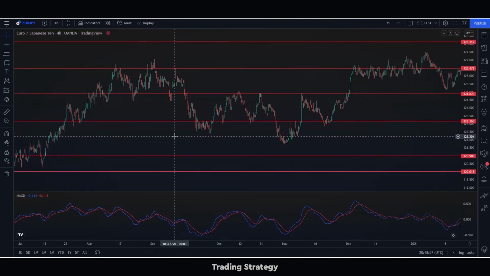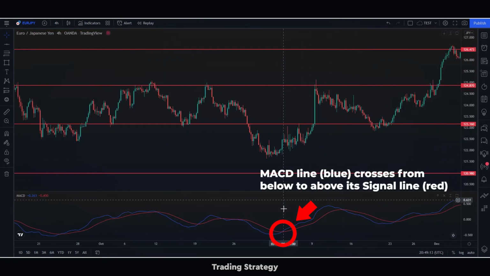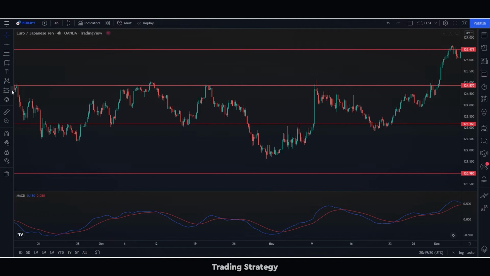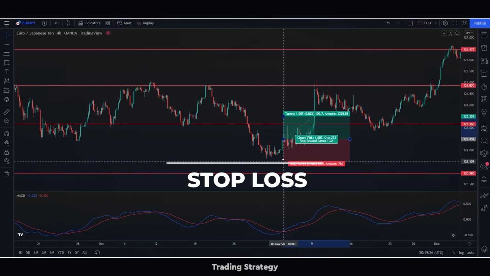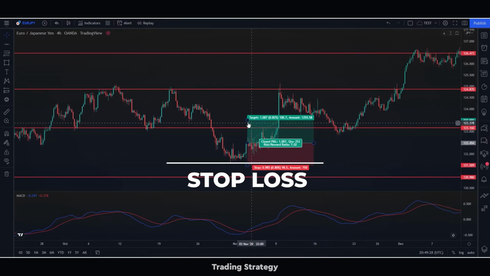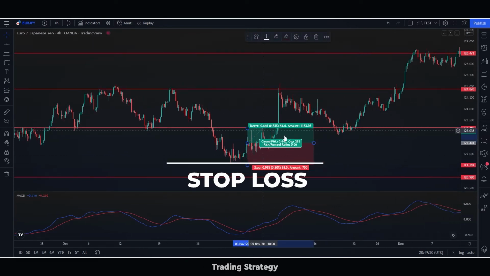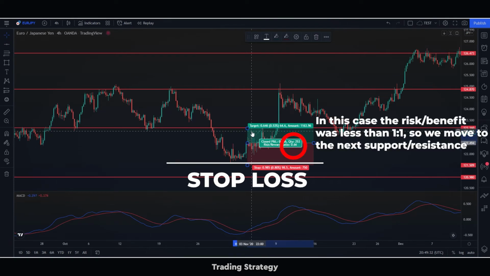Now, let's see how to use it to buy. We will open a buy trade when the MACD line, blue, crosses from below to above its signal line, red. We open a buy order at the opening of the candle. We will put the stop loss below the last great low, and our take profit in some zone of support or resistance, previously marked, as long as our risk-benefit ratio is equal to or greater than 1 to 1, that is, we risk 1 to win 1.